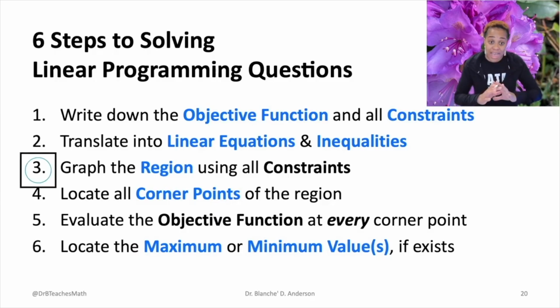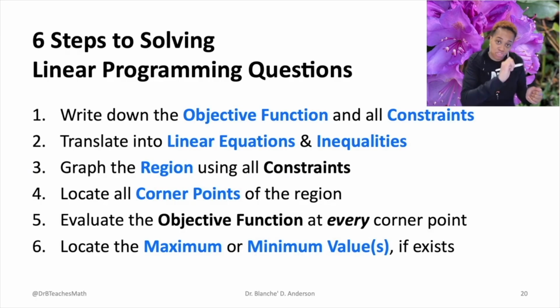You're going to graph the region using all of the constraints. So whatever constraints they give you, all those inequalities, graph all of them and then shade where they should shade. And then you'll see if you have a region. If the region is bounded on all sides, you should have a maximum and a minimum value. If it's unbounded, you might have one or both or none. Okay, so you have to really look at it.